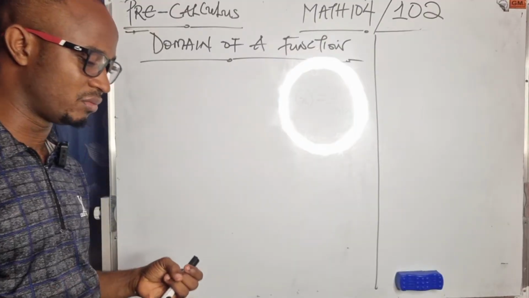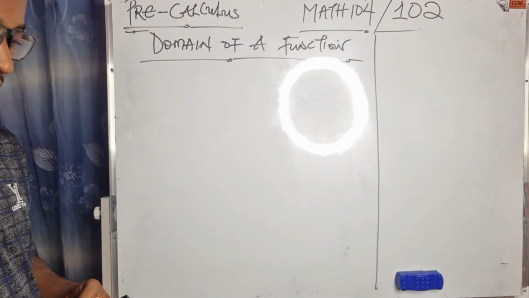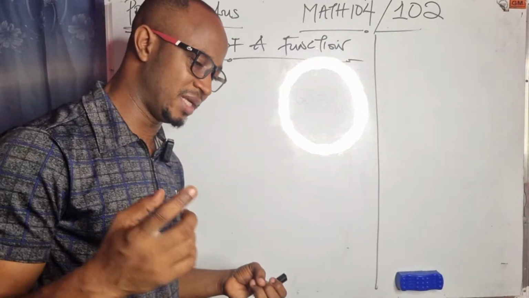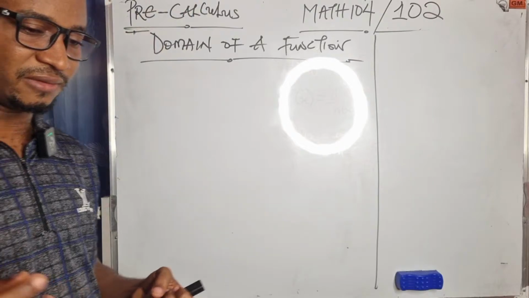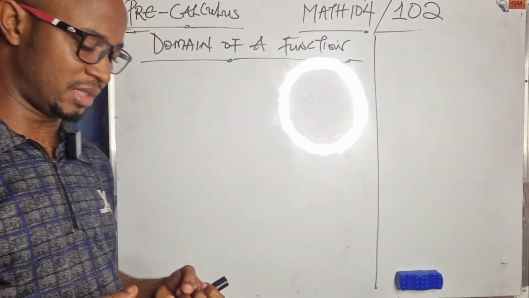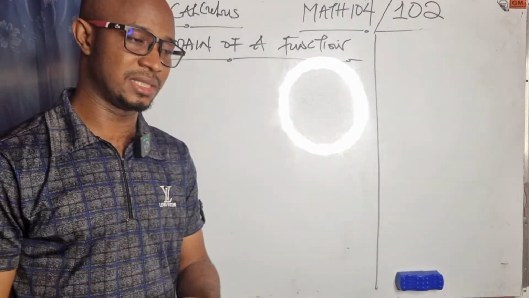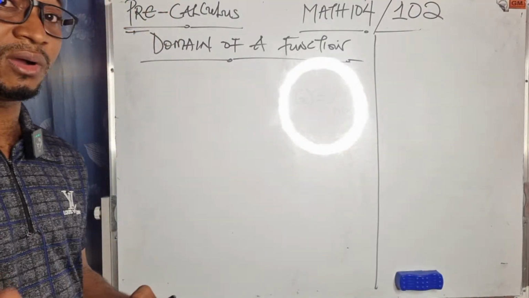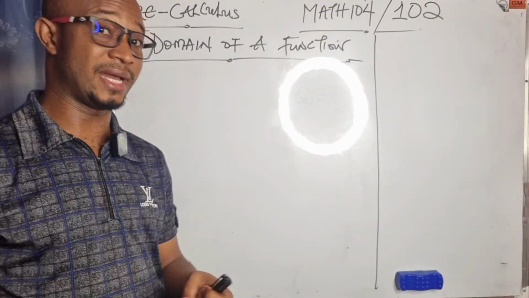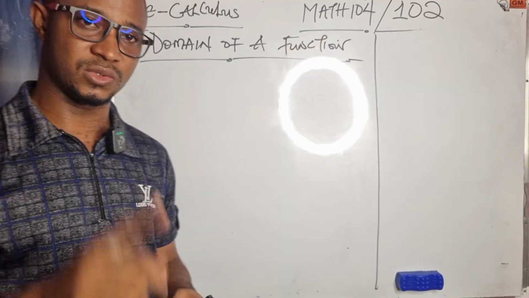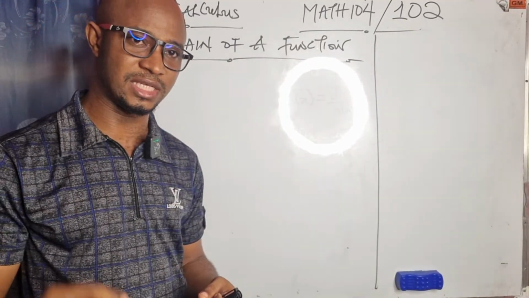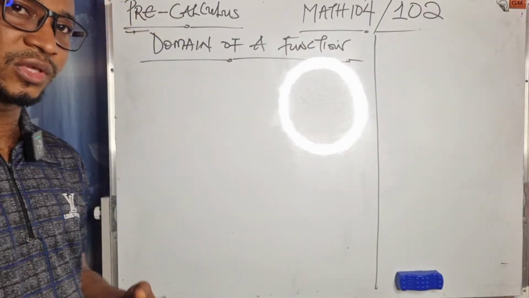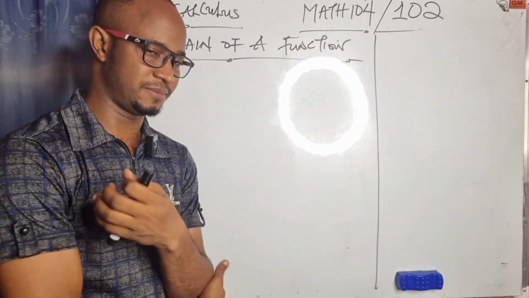We can find the domain of a polynomial. Like I've already explained, polynomial is of three types. We have the linear function, which is the case where the highest power of x is 1. Number 2, we have the quadratic, in which the highest power is 2. We have the cubic, in which the highest power is 3.